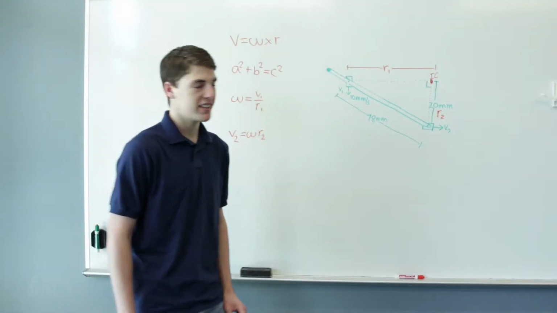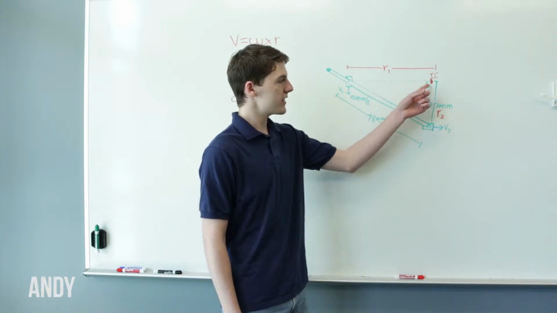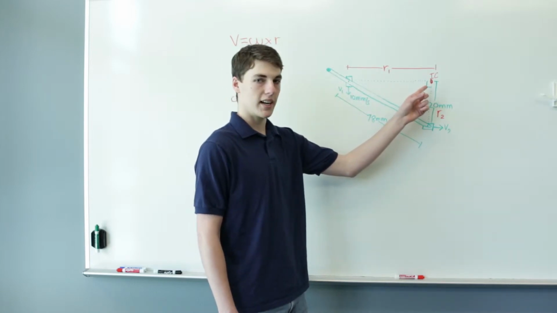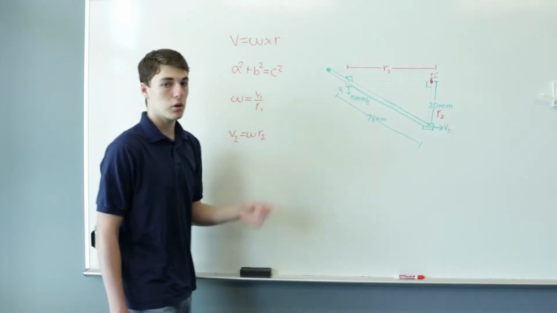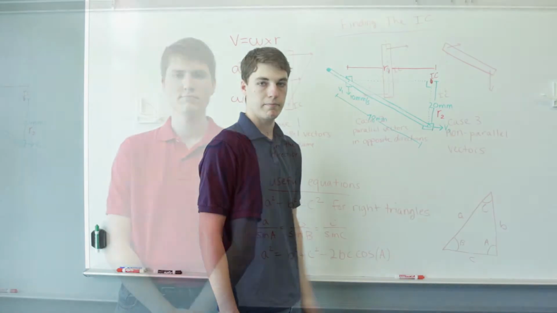Hey guys, I'm Andy. Now you might be wondering why the instantaneous center is important. Well, if we have the instantaneous center and a velocity on a body with a perpendicular distance to the IC, we can calculate omega using this equation. And since omega is a body property, we can use that to find velocity anywhere on this body.